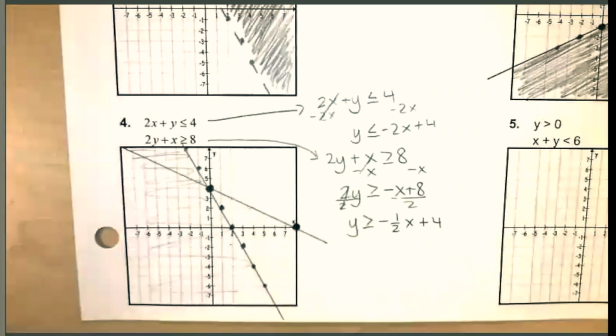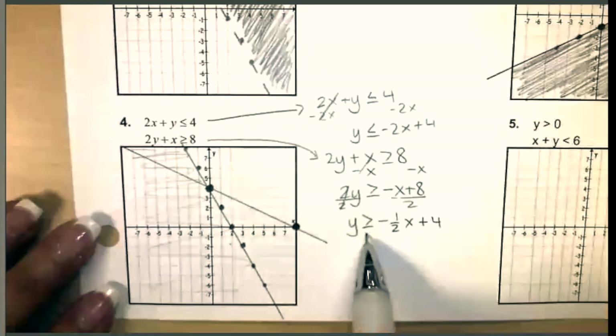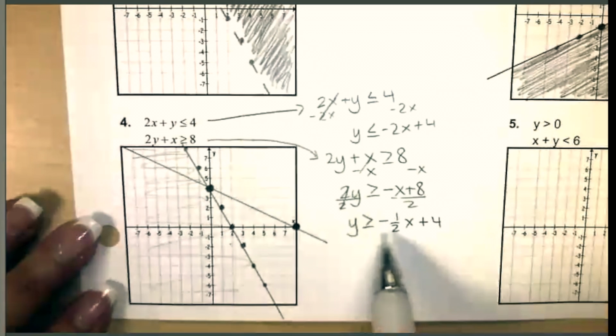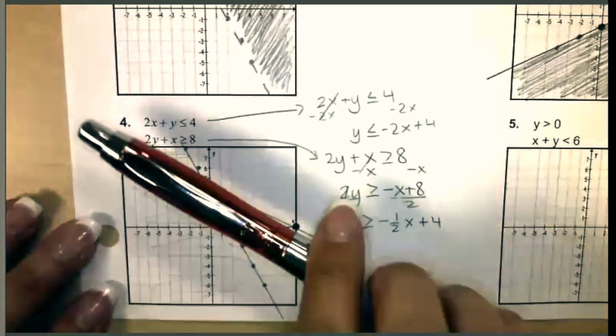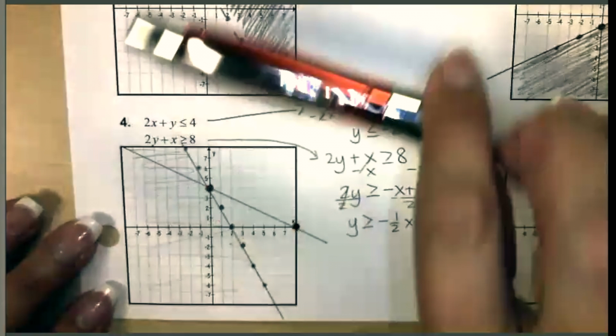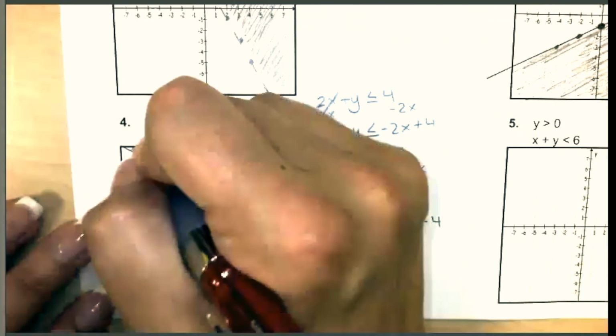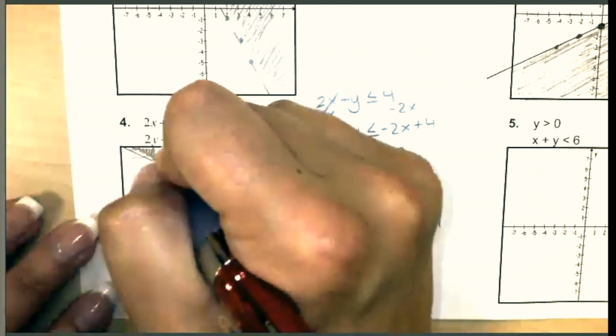Now, y is greater than or equal to in this side, so y is bigger than this line. So we want to shade above this line. So the part that's double shaded is this small part right up on the top here.